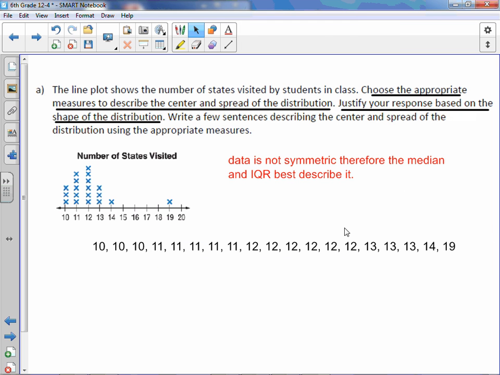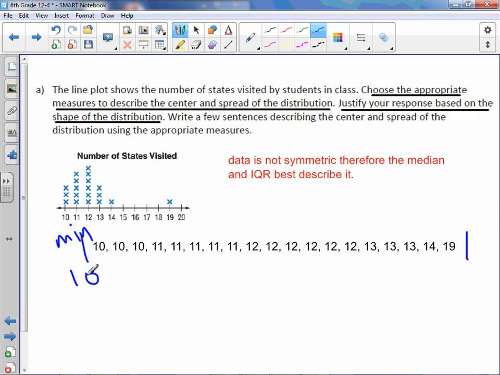So let's go ahead and find the median and interquartile range. In order to find the median and the interquartile range for that matter, we should probably find our minimum and maximum as well. So the min is 10. The max is 19. Let's go ahead and find the median.